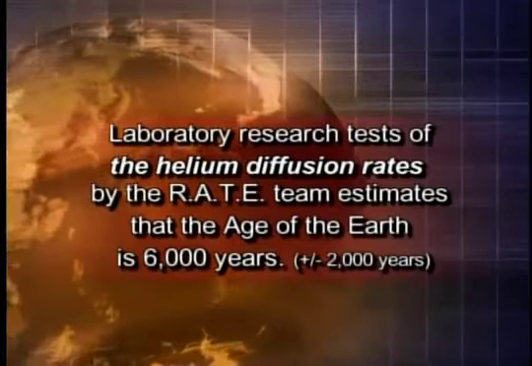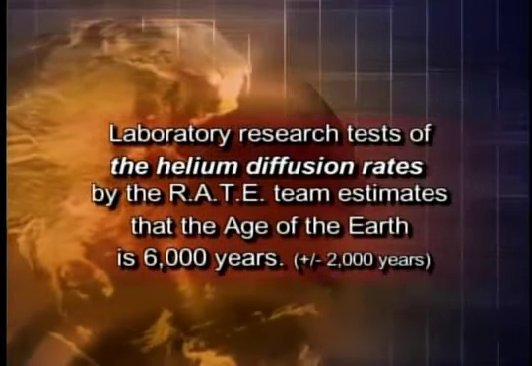Now, we were able to turn that data around also, and since what we were doing was measuring diffusivity and measuring how much helium was actually there, if you turn the equation around, you can project what the age of the Earth actually is. And we came out with an estimate of 6,000 plus or minus 2,000 years.